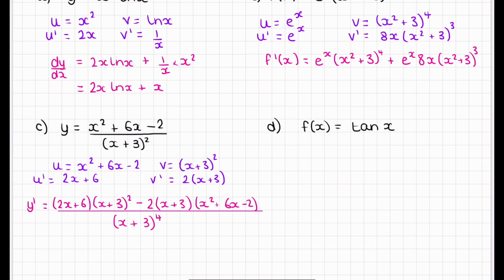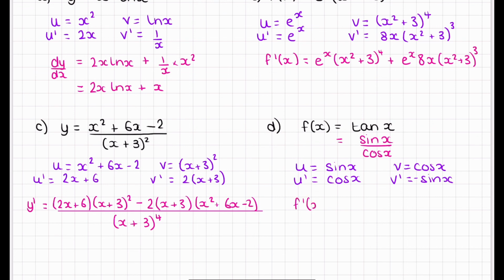Part D, we have f of x equals tan x. Now in this, we just need to also then know our trig identities, and that tan x is the same as sin x over cos x, so it makes it a quotient. And then the u would be sine x, the v would equal cos x, u dash would be cos x, and then v dash would equal negative sine x.